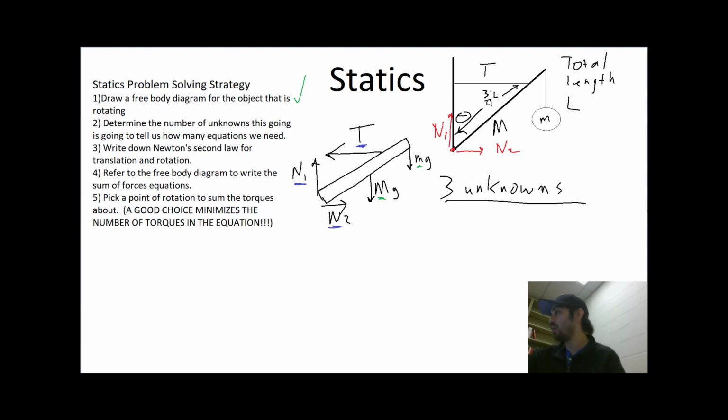Okay, step 2 completes. All right, now let's look at step 3. Step 3, we want to write down our Newton's second law for translation and rotation. So for translation, the sum of the forces is equal to the mass times acceleration, and the sum of the torques is equal to I times alpha. So these are the general forms, but remember we're in statics. So that means that these equations are both equal to 0.